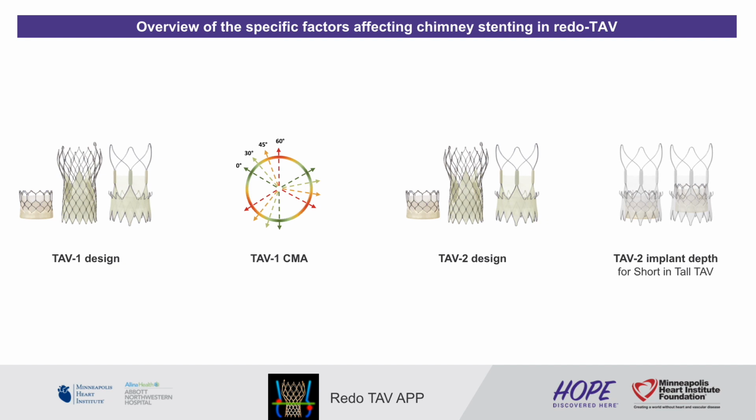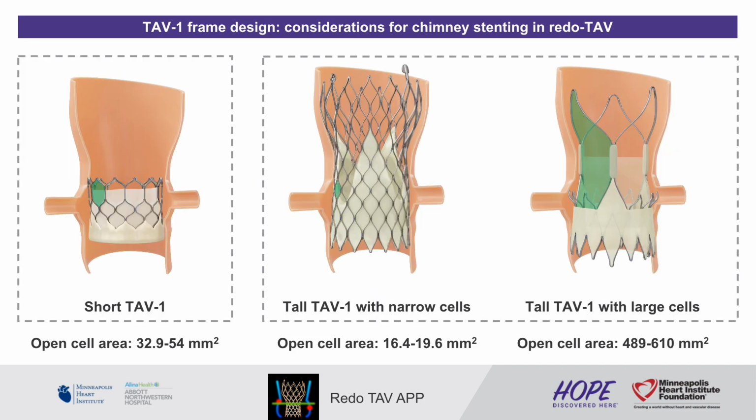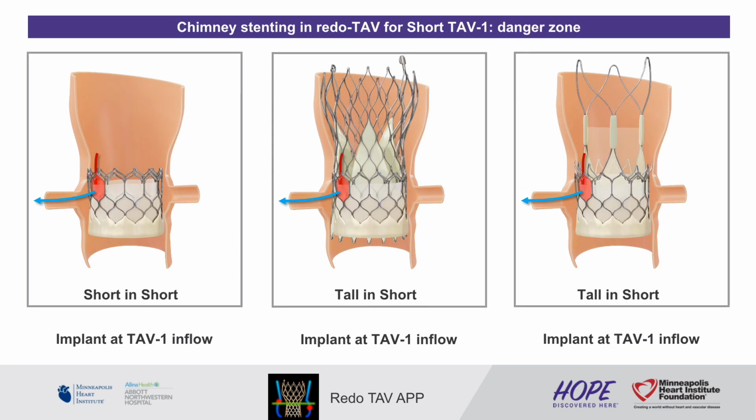Particularly, four factors might affect feasibility, efficacy, and coronary reaccess after chimney stenting: TAV1 design and alignment, TAV2 design, and implant depth. Chimney stenting requires coronary cannulation and stent delivery through TAV1 frame, which is affected by the size of TAV1 accessible cell and commissural alignment. Furthermore, interaction between TAV1 and TAV2 frames might compromise chimney stents after deployment.